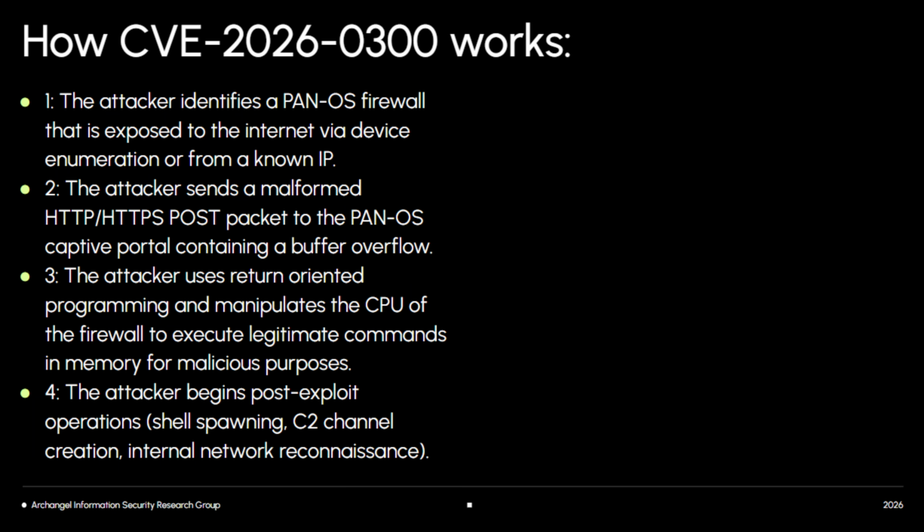Finally, we get to step 4. Post-exploitation. We're talking shell spawning, command and control channel creation, and internal network reconnaissance. At this point, your firewall isn't protecting you, it's working for your adversary.